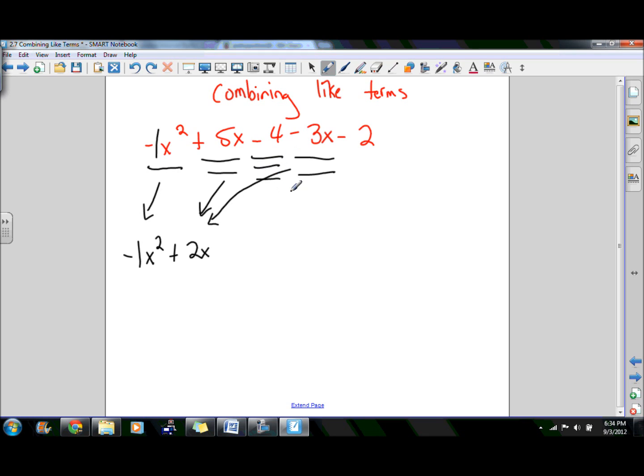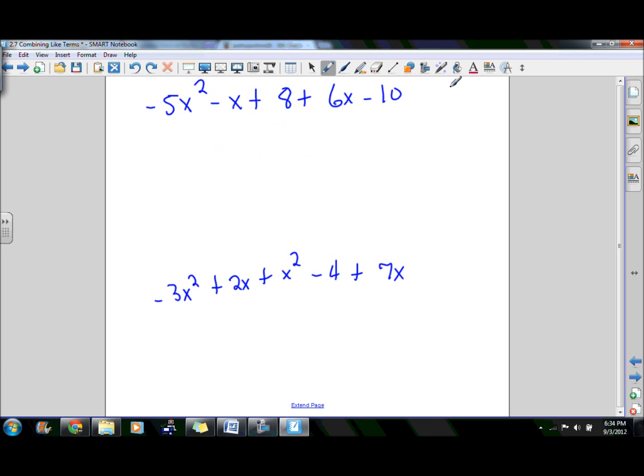Finally, I look at the extra numbers. I see a negative 4 and a negative 2. Those are going to combine together to give me negative 6 of the leftovers. And that's my answer. Okay. I would like you to try these two on your, actually, I'll do the top one and then we'll have you try the bottom. So don't pause it yet. If you'd like to, you can, and it'll be just fine.